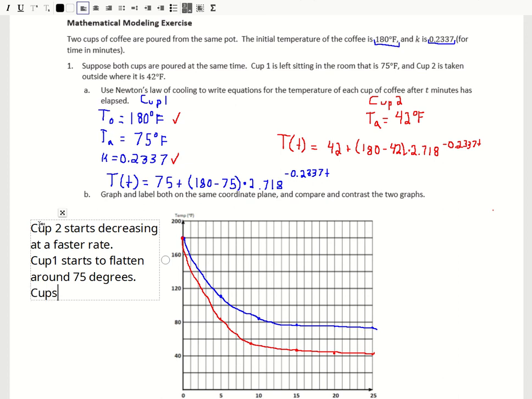Where do we think cup 2 is going to stop then? Well, based off of our graph and based off of what we know, it's probably going to be right around 42 degrees. Cup 2 is going to start to flatten around 42 degrees Fahrenheit.